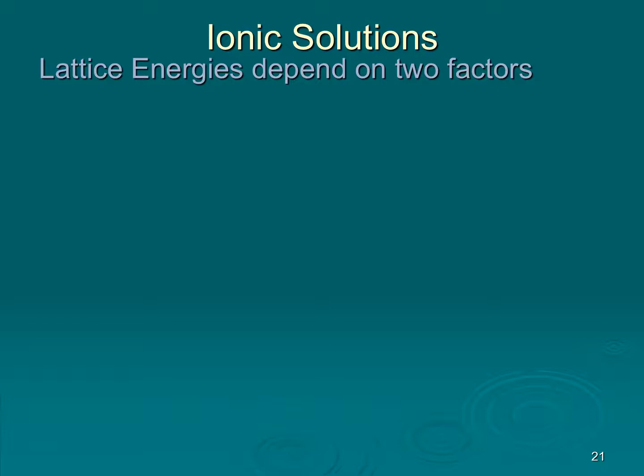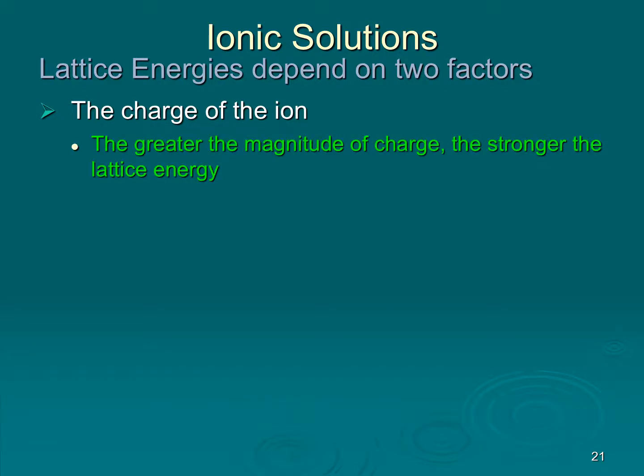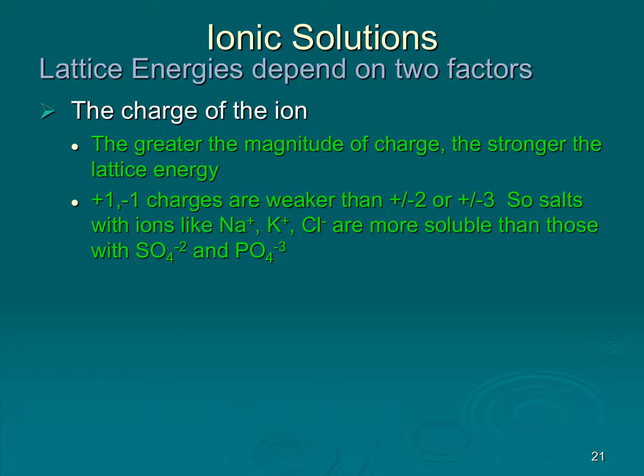And the lattice energy then also depends on a couple of factors. The first is the charge of the ion. So the greater the magnitude of the charge, the stronger the lattice energy. So again, thinking back to our solubility rules, if something has a +1 or a -1 charge, they tend to be much weaker than a +-2 or a +-3. So that's why salts like sodium chloride, potassium chloride, lithium, all the +1, -1 ions are much more soluble than those that have, like I said, sulfates or phosphates that have much higher charges. So the charge of the ion is important.